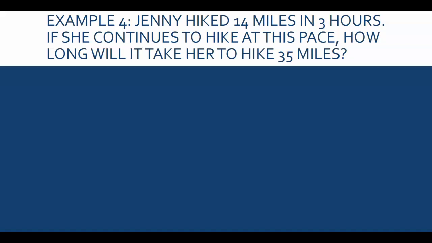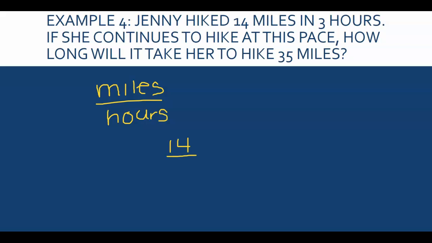All right. Word problems. Jenny hiked 14 miles in 3 hours. If she continues to hike, how long will it take her to hike 35 miles? So, we want to set up a proportion relating miles to time or hours. So she did how many miles and how many hours to start? So her first time is 14 miles and 3 hours.